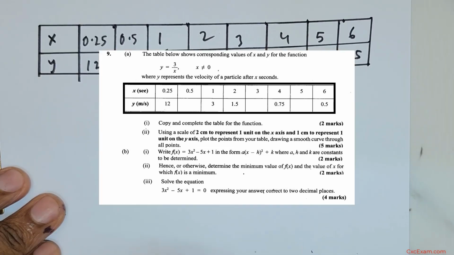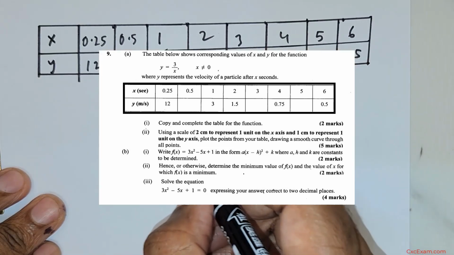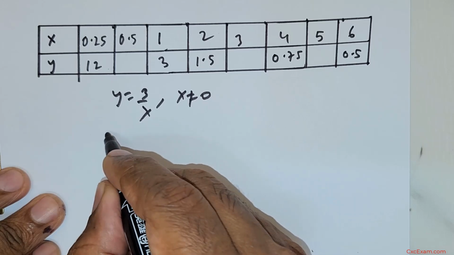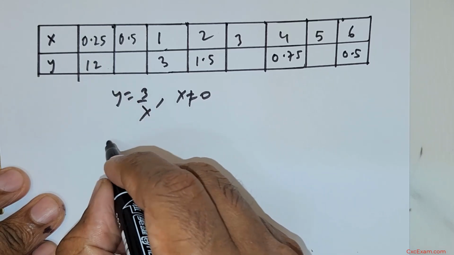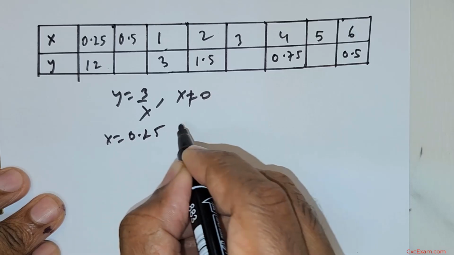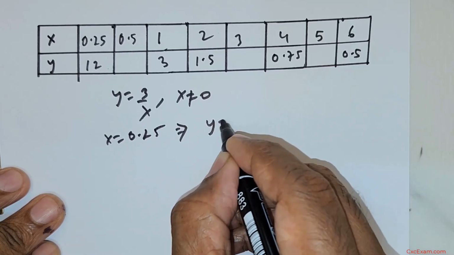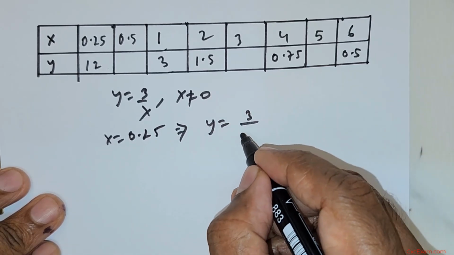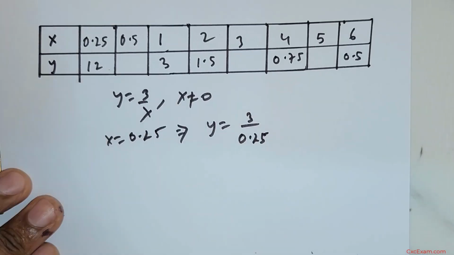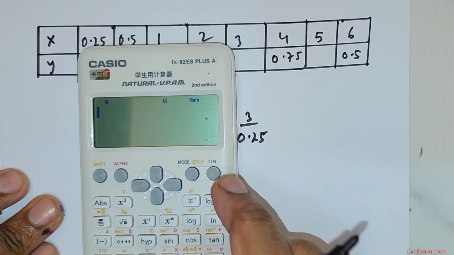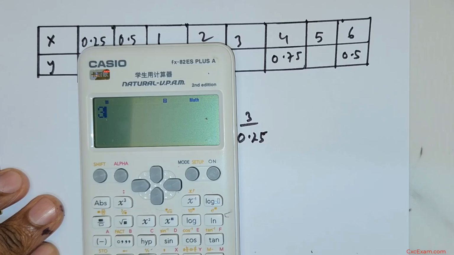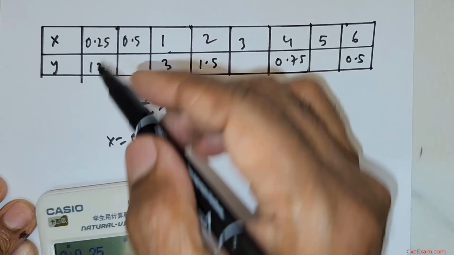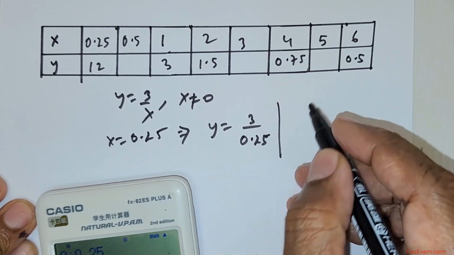So students, we have this question. We are expected to complete this table first. Now, I want to show you this first value. When x is equal to 0.25, y is equal to 3 over 0.25. So 3 over 0.25, what do you get? You get 12. So that's exactly what you see there.